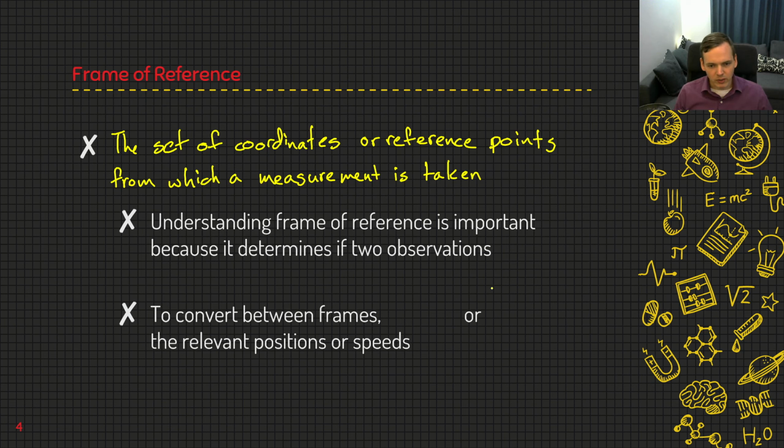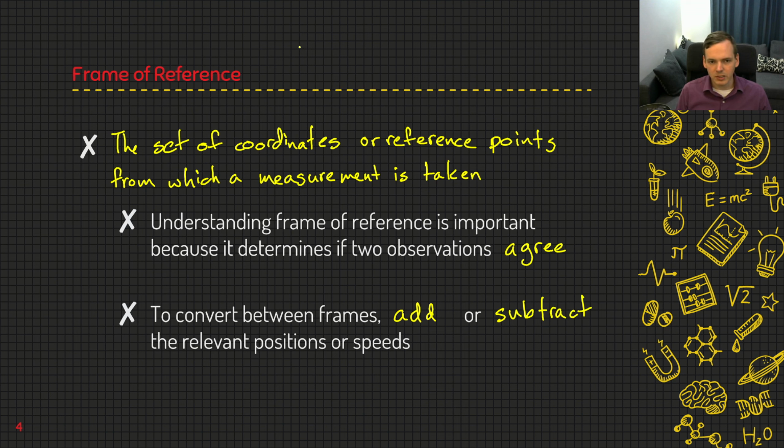Understanding frames of reference is important because it determines if two observations agree or not. We're all going to observe different things, but we need to decide if those observations agree. Because if they agree, we can say, okay, here's what happened. If they don't agree or we can't reconcile them, then we need to collect more data and figure out what happened.